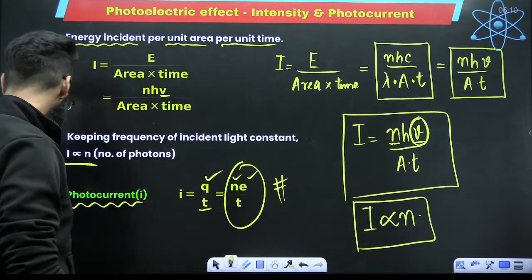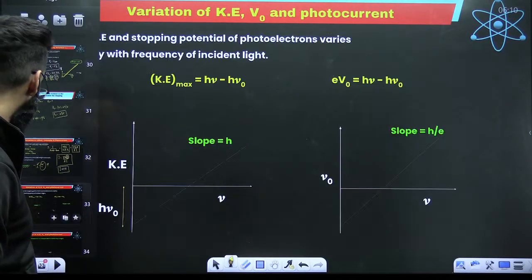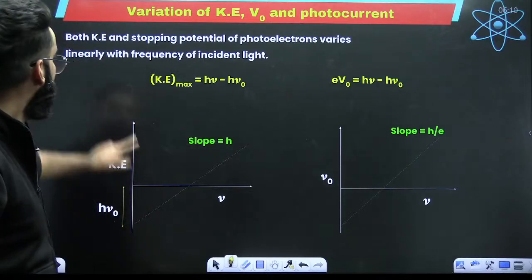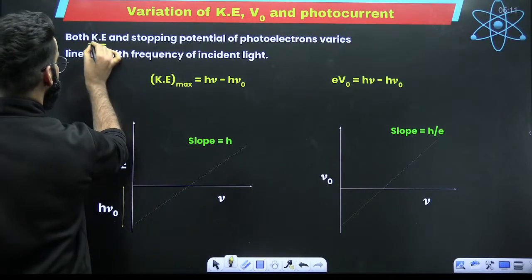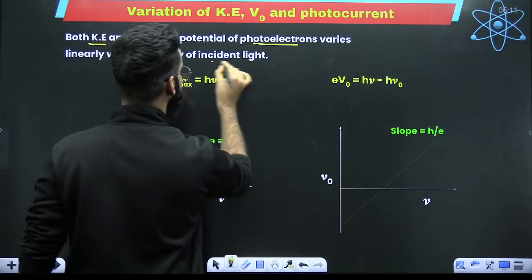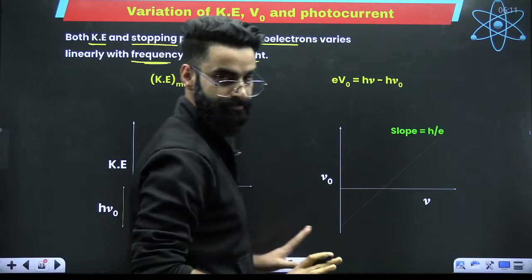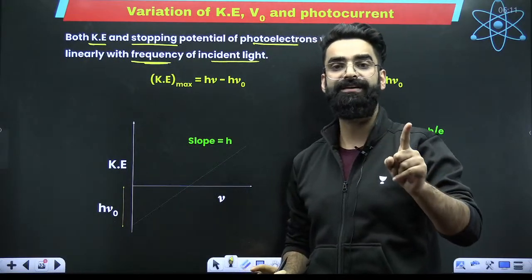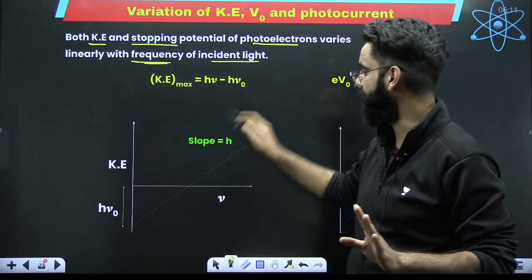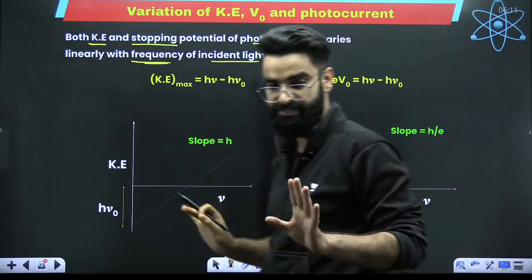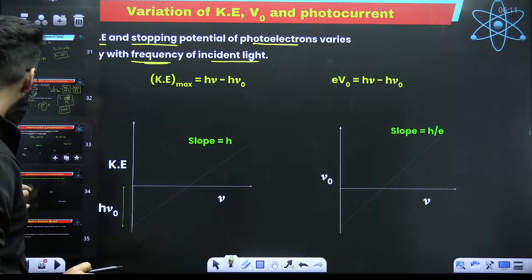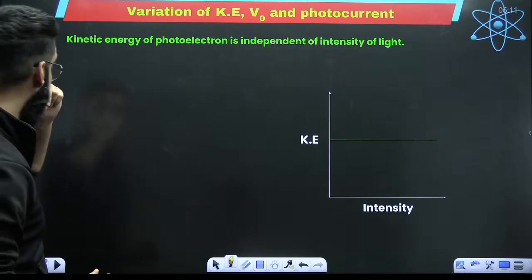Well, we have got nothing to do with this. Leave it aside. But here are some graphs which you have to understand. My dear students, both kinetic energy and stopping potential of photoelectrons vary with the frequency of the incident light, something which we have discussed. If you increase the frequency of the incident light, kinetic energy of the photoelectrons increases, due to which stopping potential also increases. So both increase. These two graphs we have discussed already. Right? Let's have a look at a few more things.